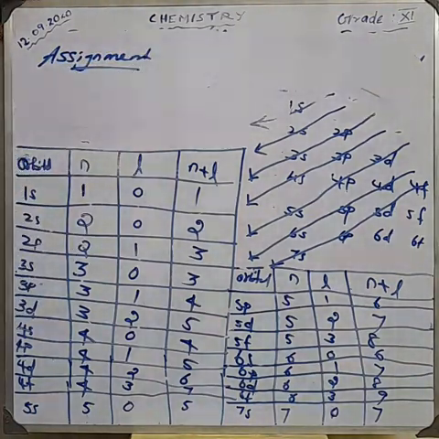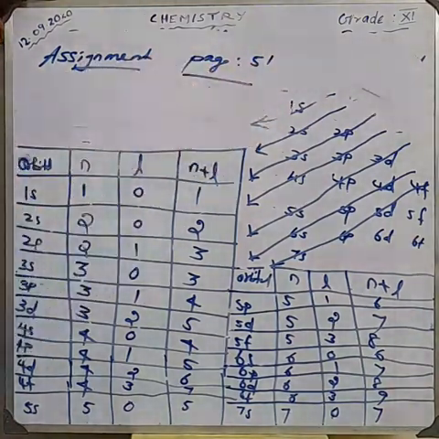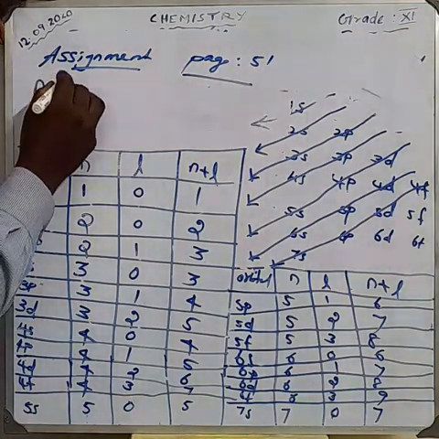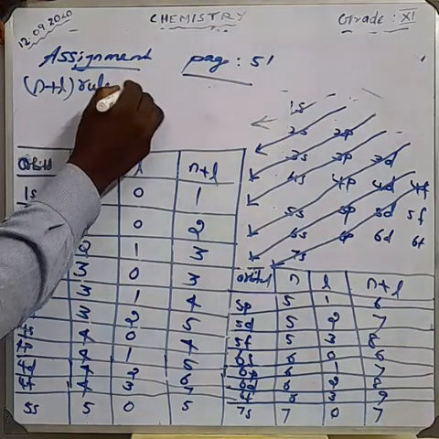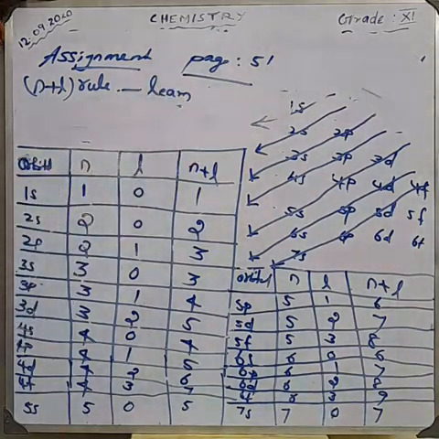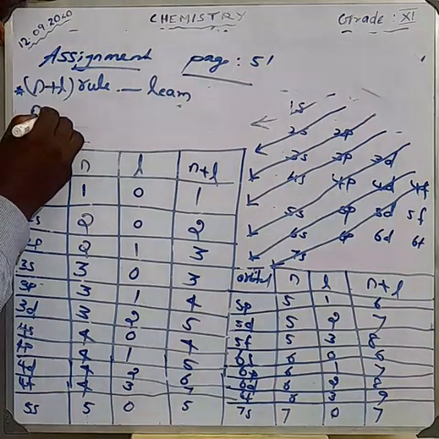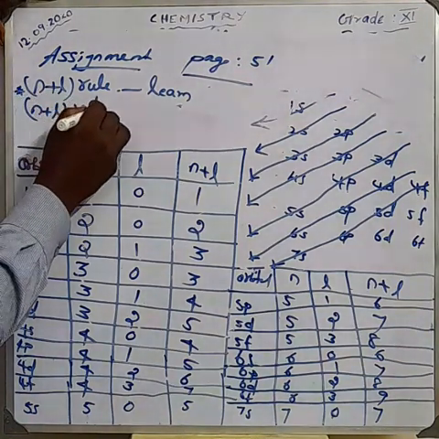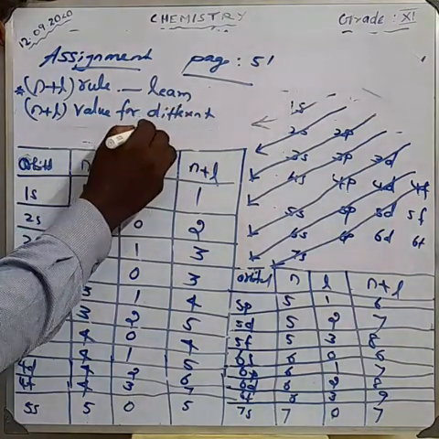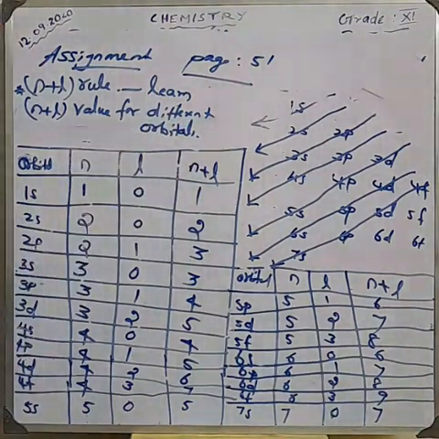The assignment is, I think, page number 51. What is it about? The n plus l rule. That is what you should learn. Okay, learn and write the n plus l value for different orbitals. Okay, these are the two assignments.